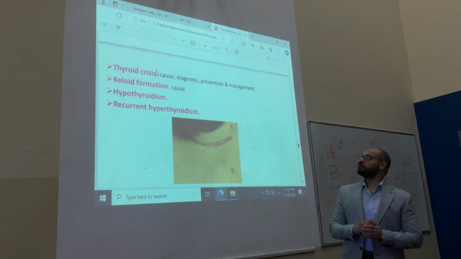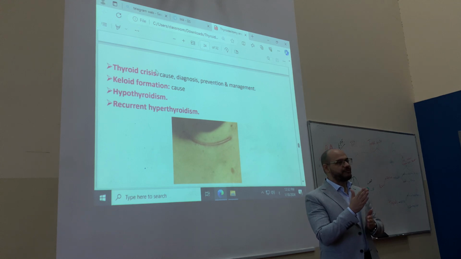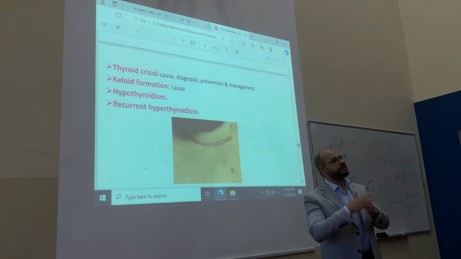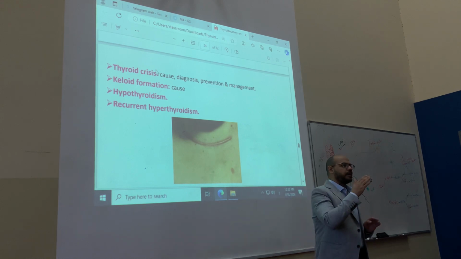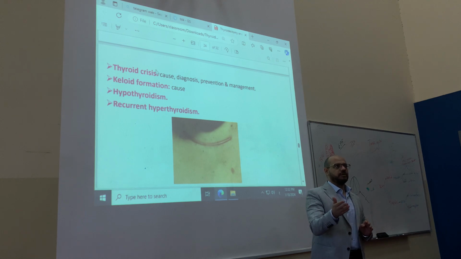And so, how to deal with it? Number one, the most important thing is to prevent it. How to prevent the thyrotoxic crisis? Proper preoperative preparation. But how to deal with it post-operative?